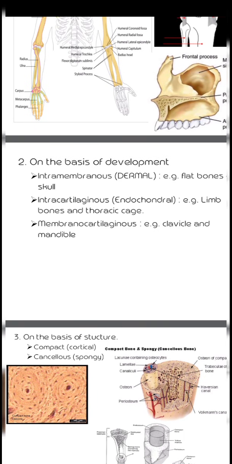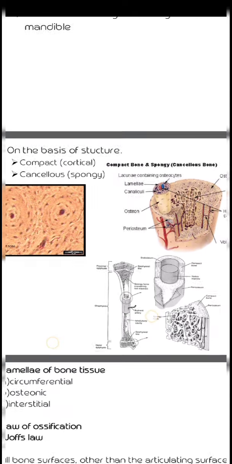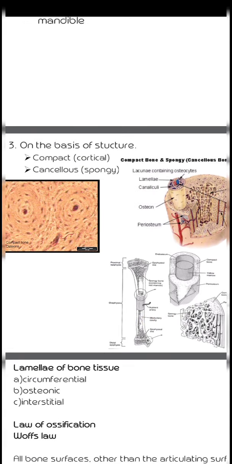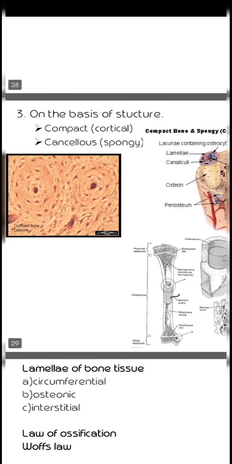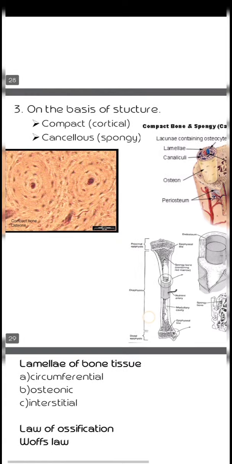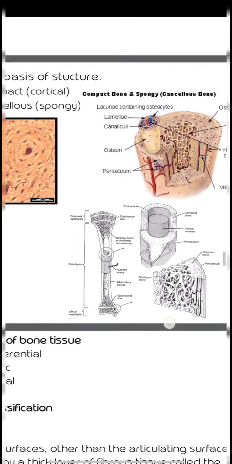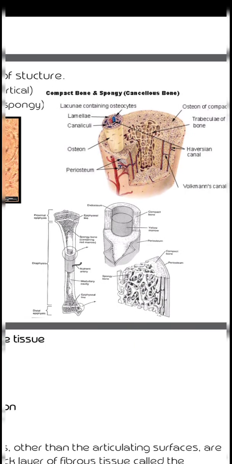Whereas some bones are formed via a mixture of these two methods, that are membranocartilaginous bones such as clavicle and mandible. On the basis of structure, bones can be divided into two types: compact bones, also known as cortical bones, and cancellous bones, also known as spongy bones. Okay, compact bones we've seen early on.